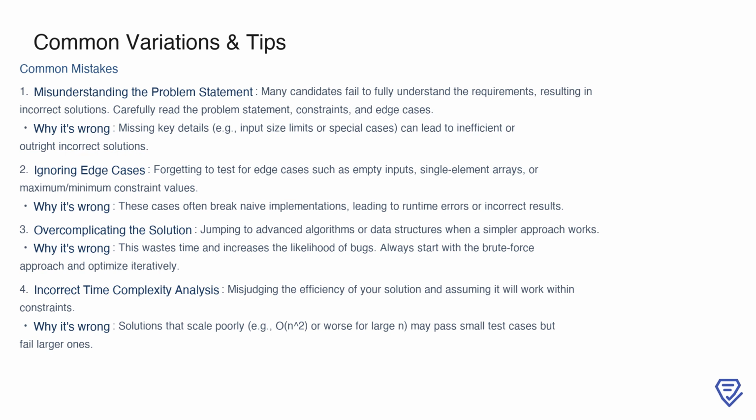Overcomplicating the solution is another trap. Sometimes, candidates jump to advanced algorithms or data structures when a simpler, more straightforward approach would work just fine. Starting with brute force and iterating to optimize is usually a better strategy, as it reduces the chance of introducing unnecessary bugs. Finally, incorrect time complexity analysis can lead to solutions that fail under larger test cases. For instance, algorithms that scale poorly, such as O(n²), might pass smaller inputs but break when the input size grows. Being mindful of these mistakes can greatly improve the quality and reliability of your solutions.